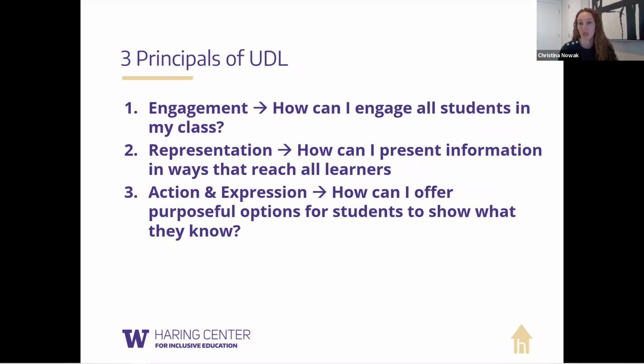Universal Design for Learning is made up of 3 principles. These principles are based upon variability rather than disability. The first principle of engagement looks at how one can engage all students. The second principle of representation looks at how one can present information in ways that reach all learners. The third principle of action and expression looks at how one can offer purposeful options for students to show what they know.